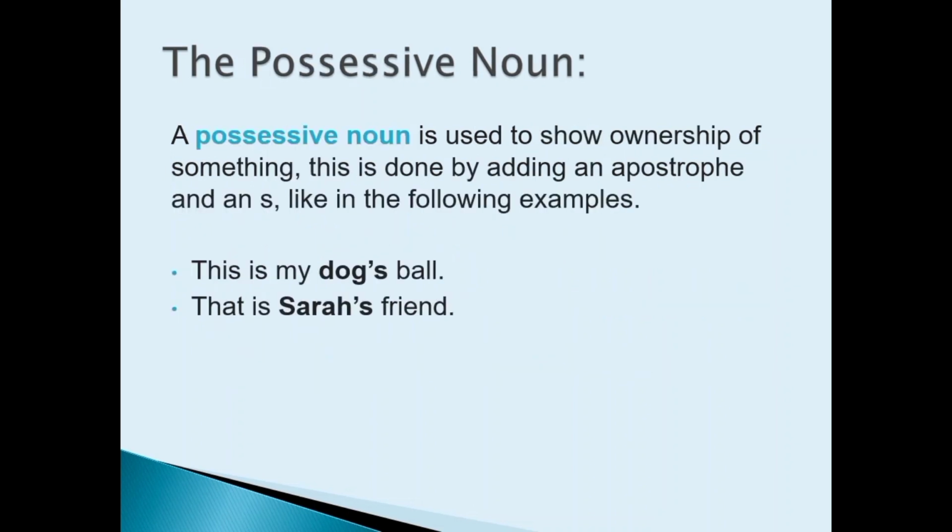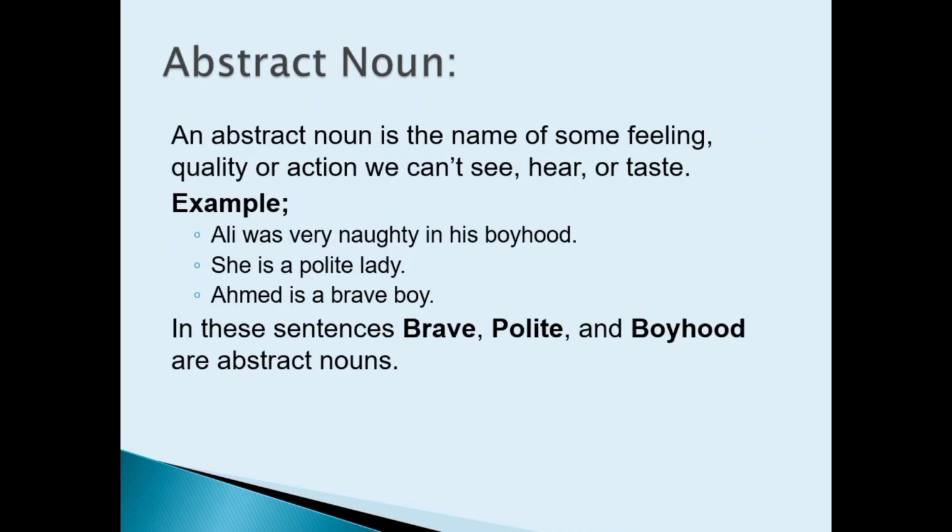A possessive noun is used to show ownership of something. This is done by adding an apostrophe and an s, like in the following examples. This is Madiha's ball, that is my friend's. An abstract noun is the name of some feeling, quality, or action we can't see, hear, or taste. For example, Ali was very naughty in his boyhood. She is a polite lady. Ahmed is a brave boy. In these sentences, brave, polite, and boyhood are abstract nouns.